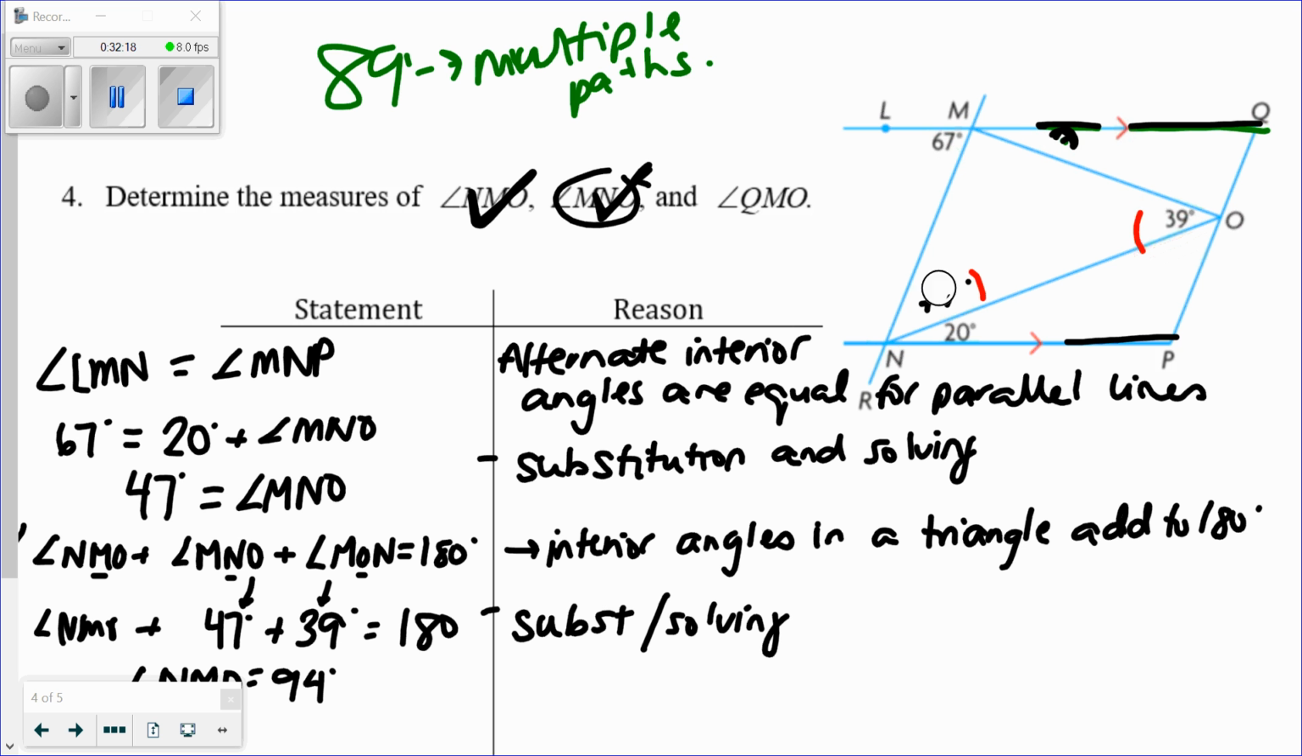Okay, so, oh, I guess I shouldn't erase a portion of that. What did we just call this? So this angle is 94 degrees, and what we're looking for is this last little chunk. So QMO is the angle inscribed within there. And hopefully you can see we have a straight line right here.